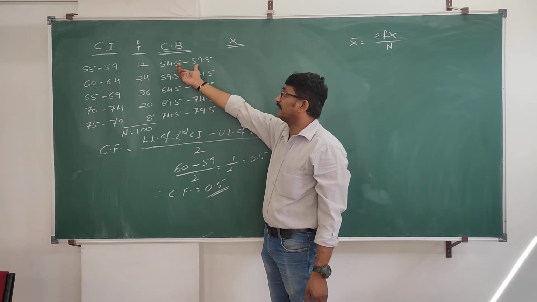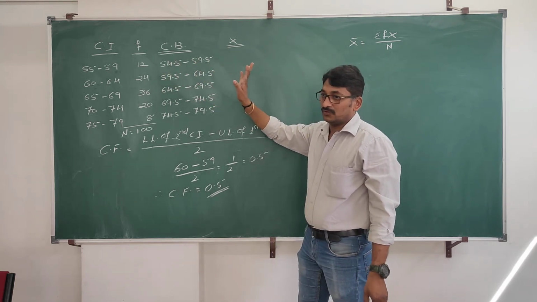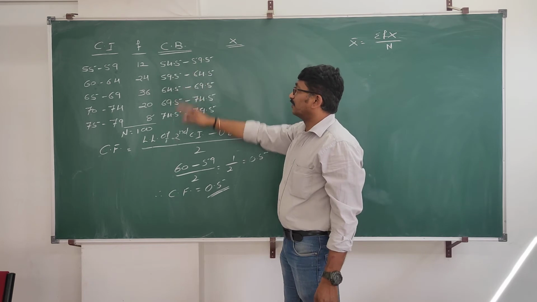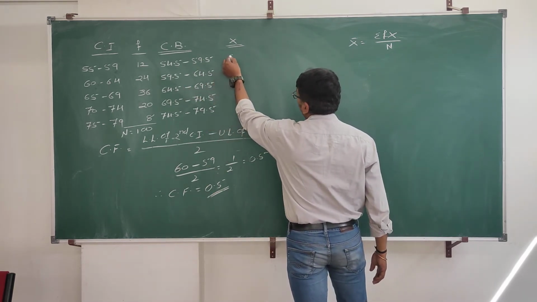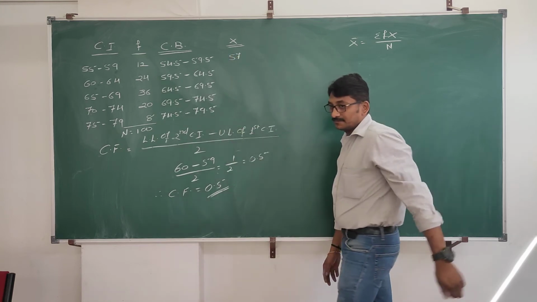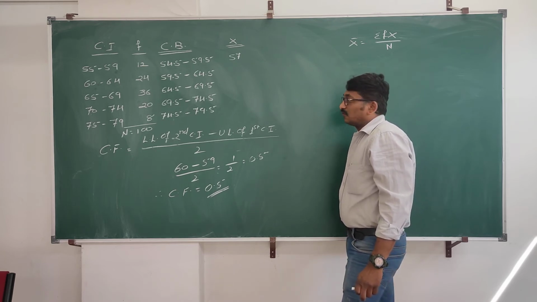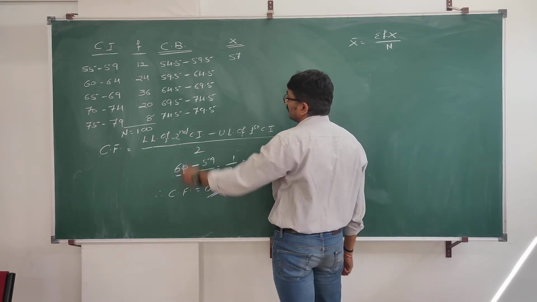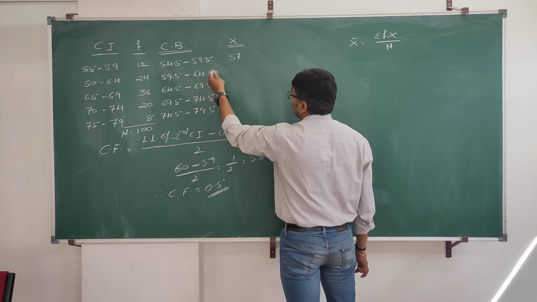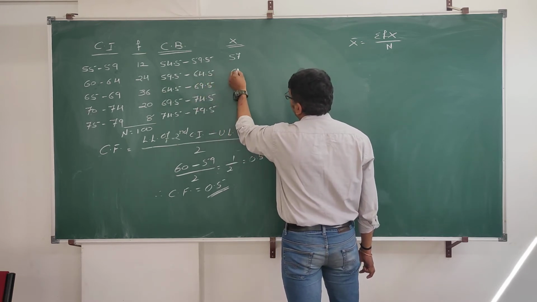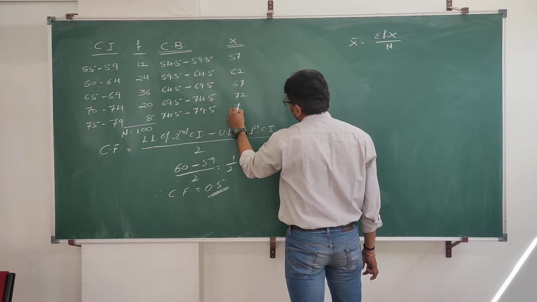How to calculate mid value? Lower limit plus upper limit divided by 2. I think it is 57. Correct? 57 is the x value. What will be the next x value? There is a perfect difference of 5 in class interval. So add 5 here: 62, 67, 72 and 77.